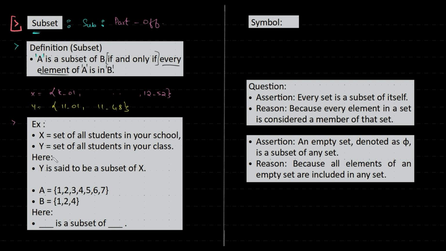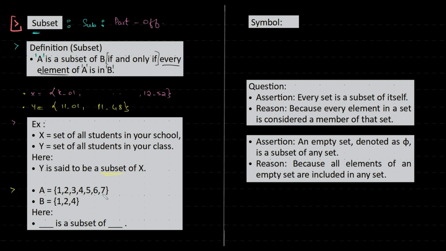Now, what can you tell about set Y? Set Y is said to be a subset of X. Does it make sense? See, X contains all the students in your school. By default, it will contain the 11th graders as well. Is it not? So by default, set Y will be part of set X. So Y is said to be a subset of X, part of X. There's no one left out from Y. Is it not? Does it make sense?